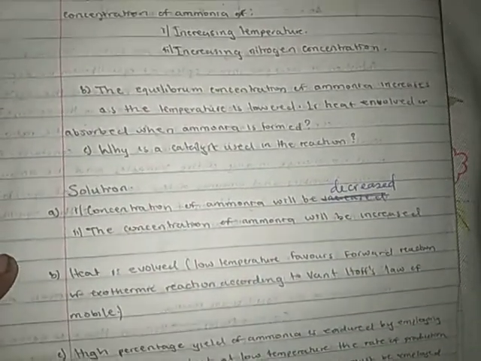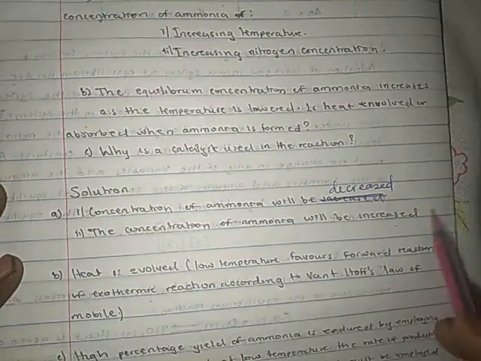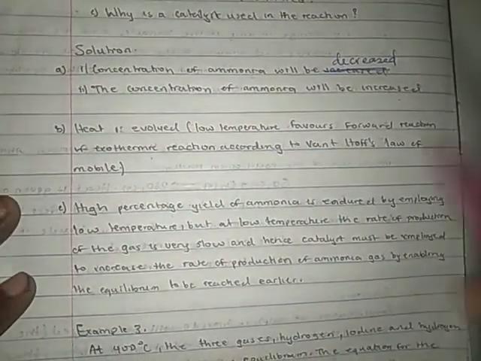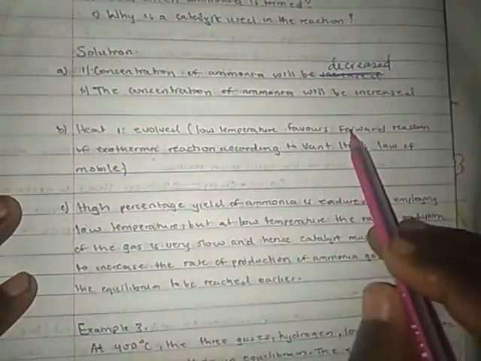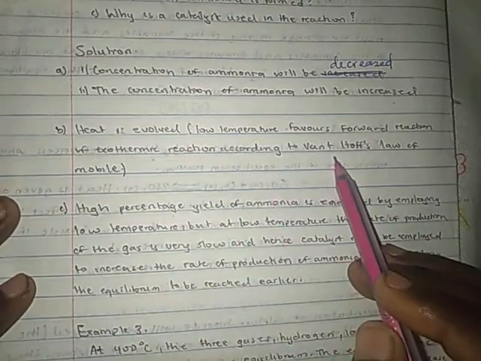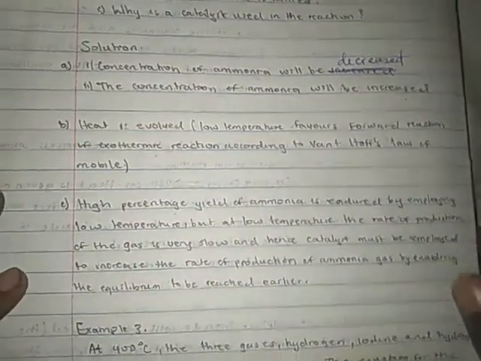Now, an increase in nitrogen concentration: the concentration of ammonia will be increased, because the increase in nitrogen increases the concentration of reactant. So the position of chemical equilibrium will shift forward. Heat is evolved, so low temperature favors the forward reaction, if it is an exothermic reaction according to Van 't Hoff. This is an exothermic reaction.